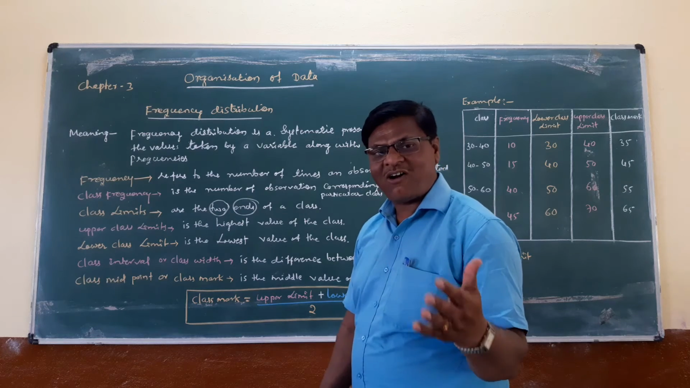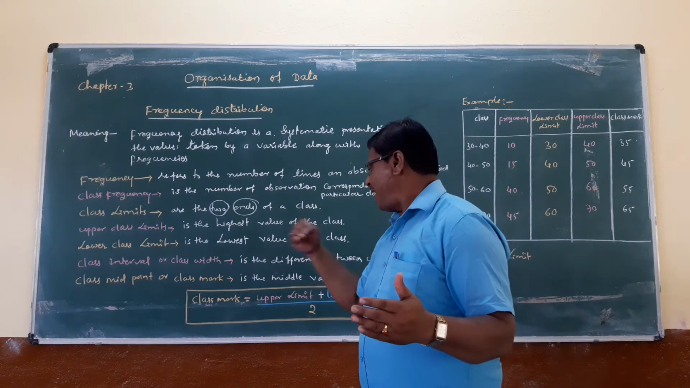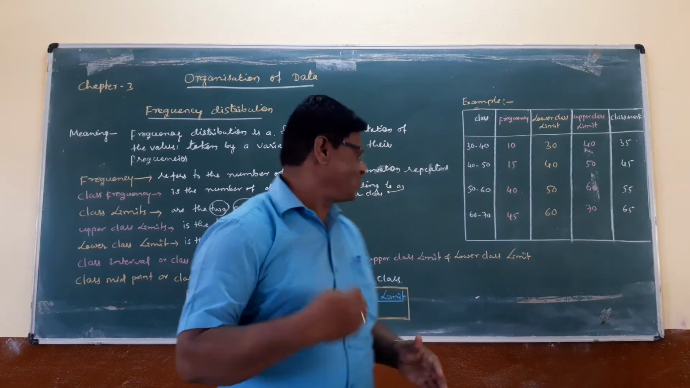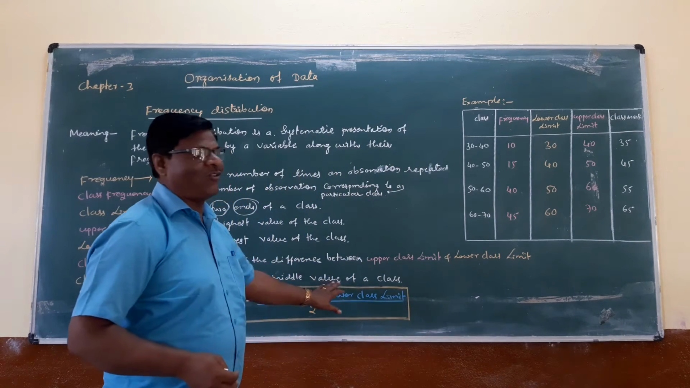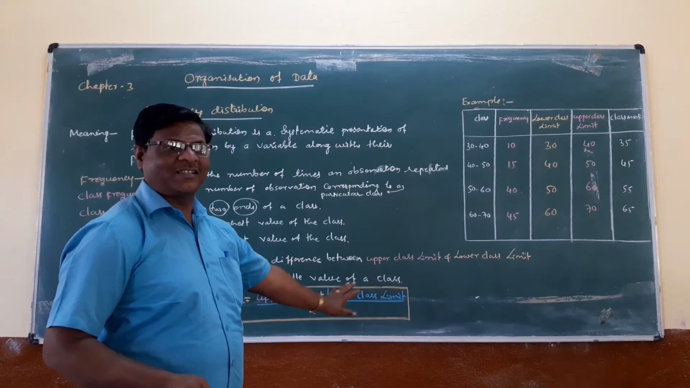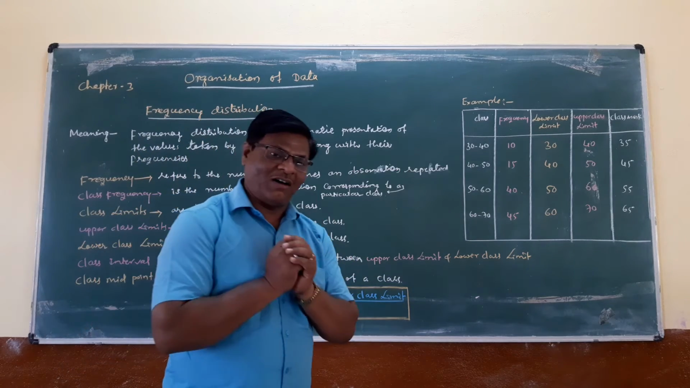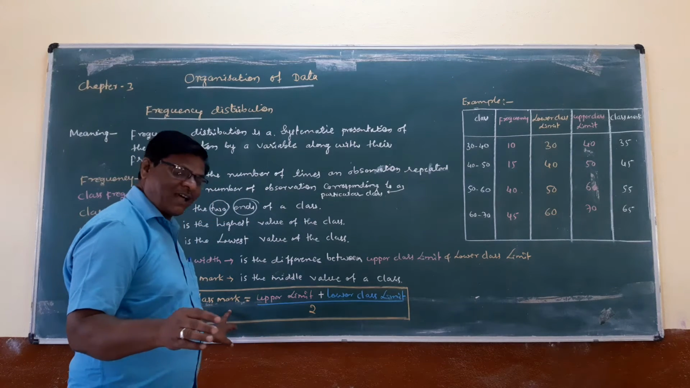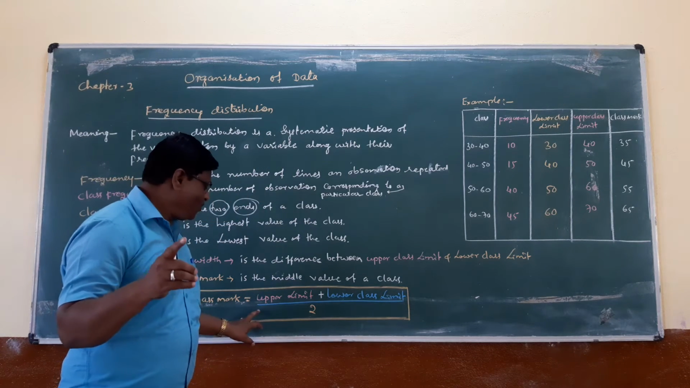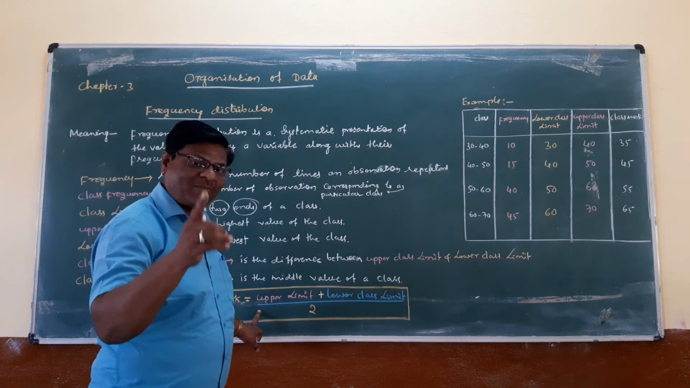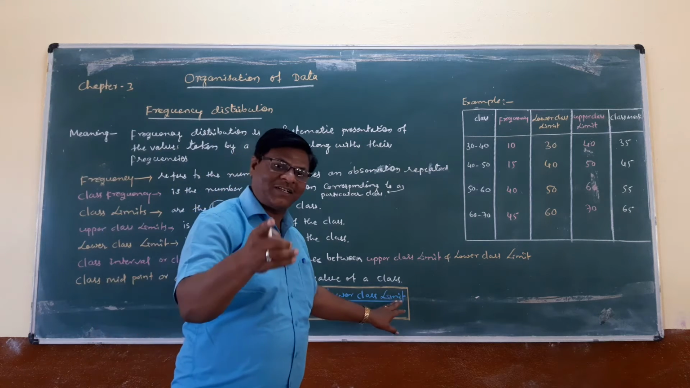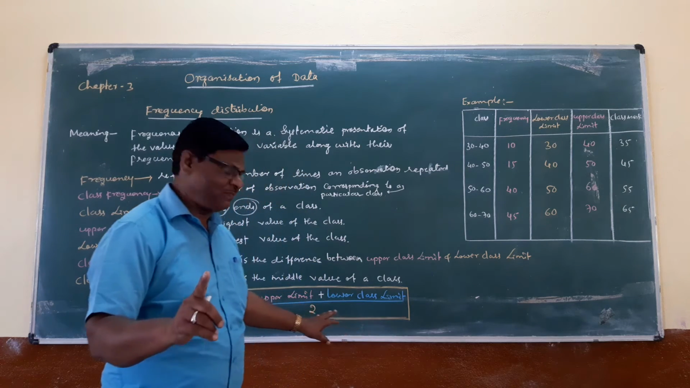Class midpoint or class mark. It is the middle value of the class. It has a formula. The formula is class mark is equal to upper class limit plus lower class limit divided by 2.